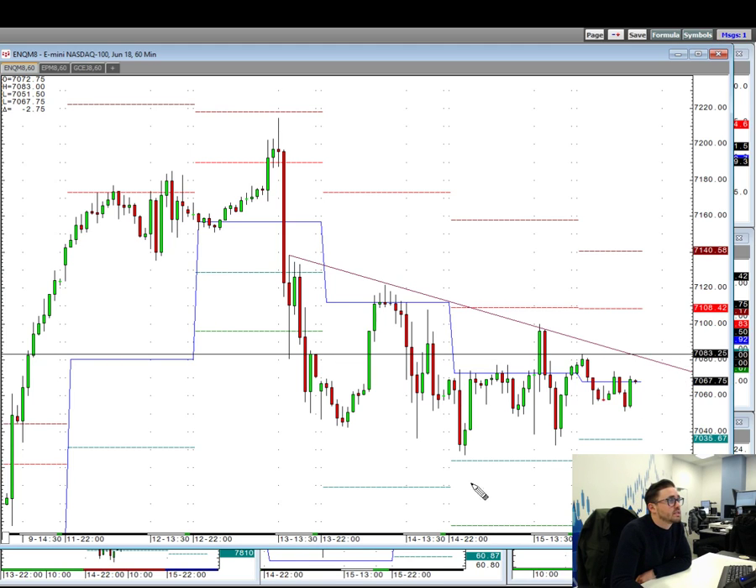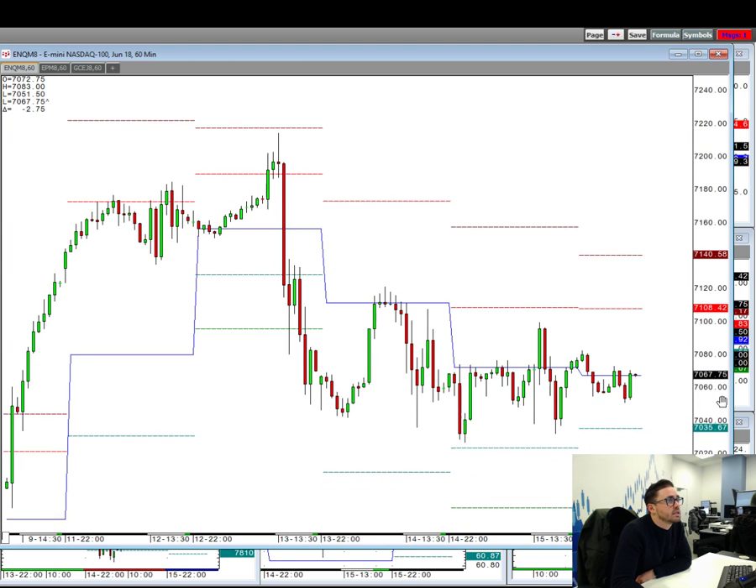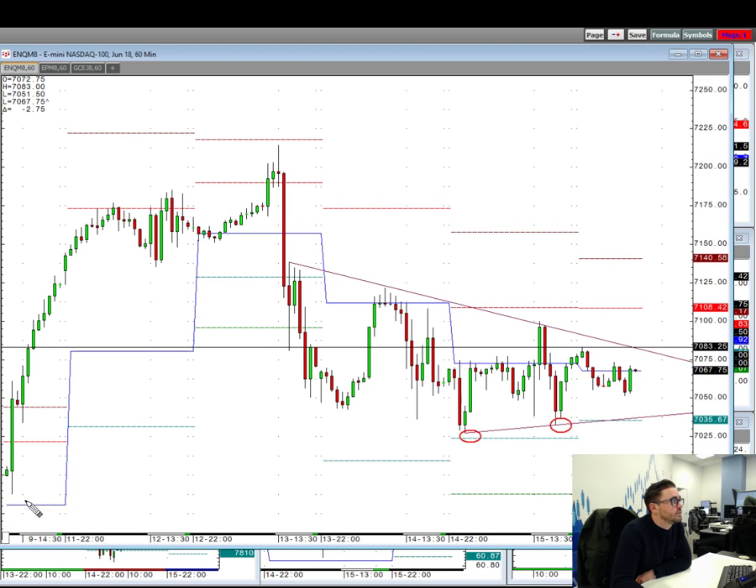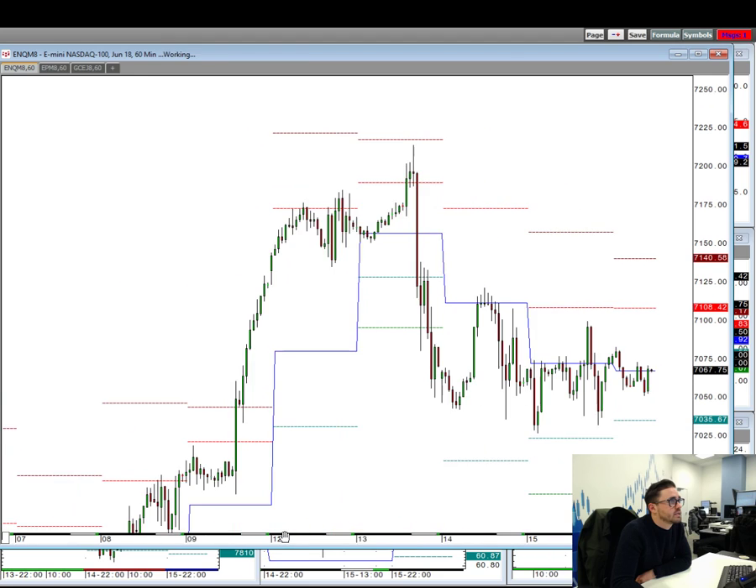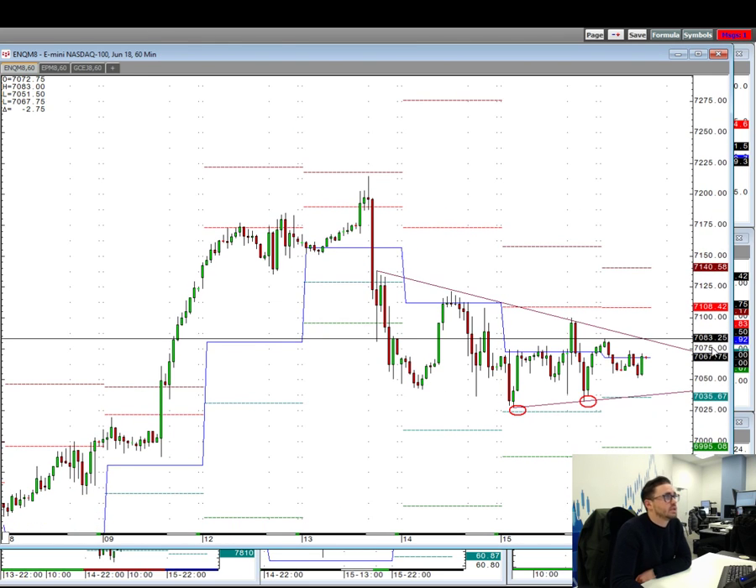Also though, quite interesting to see that yesterday we had a failed test of that low that we made very early on. Again, probably worth getting a trend line on that just to see for later on if we do get a test. So we're just perhaps getting squeezed in. Could be an interesting one as we look at the Nasdaq here on a weekly chart.